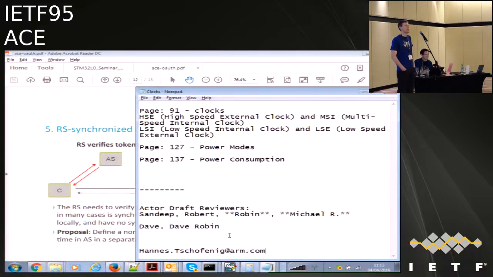And if there's blue sheets going around, I don't think this side of the room has seen them yet. Okay. So where's the blue sheet? Who hasn't signed the blue sheet yet? Oh my God, okay.